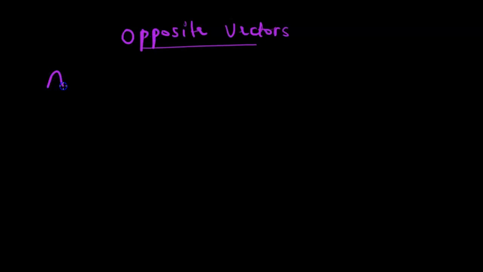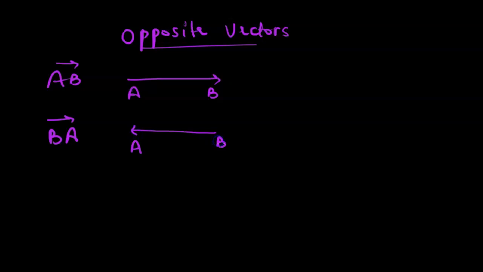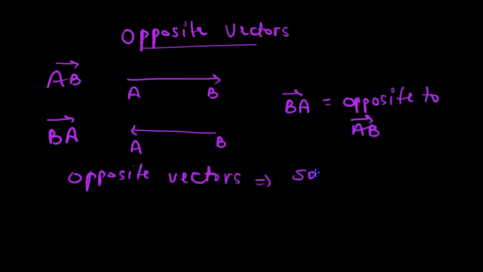Now let's talk about opposite vectors. Let's say we have a vector AB and we have to draw a vector opposite to it. The opposite vector is going to have the exact same magnitude but the opposite direction. That means in this case vector BA is opposite to vector AB. So opposite vectors are two vectors that have the same magnitude and opposite direction.